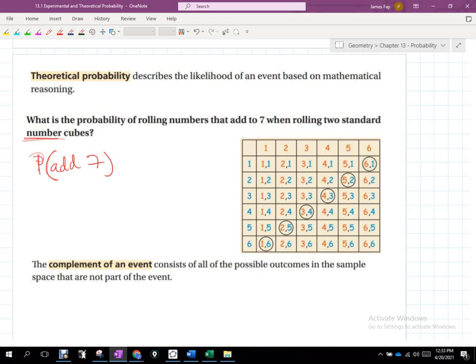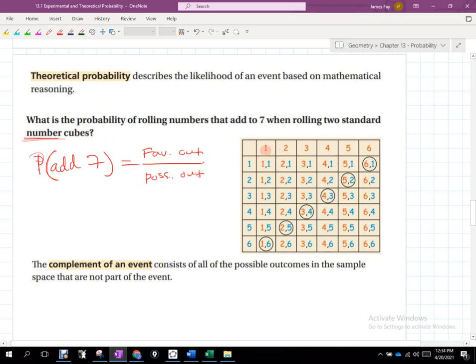So we have to figure out how many of those different combinations are going to add to 7. But then we also have to find the number of combinations that don't add to 7. So the best way of doing this is to figure out the sample space, because remember we want favorable outcomes to possible outcomes.